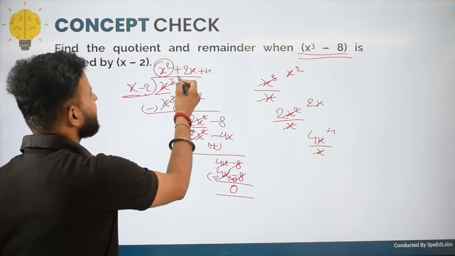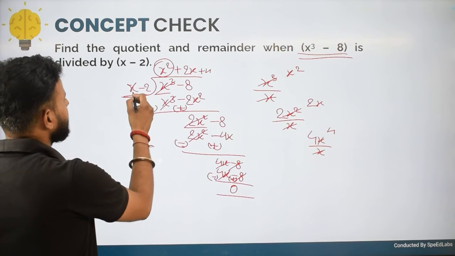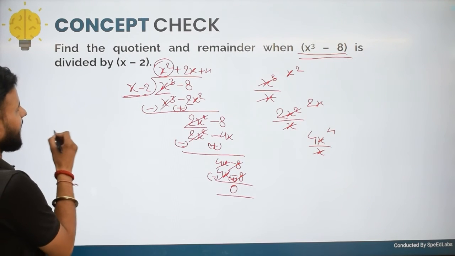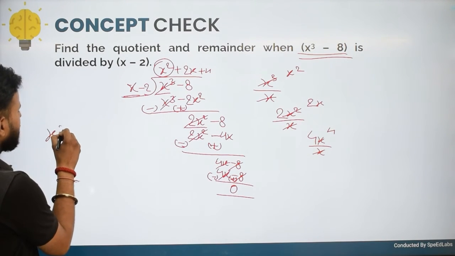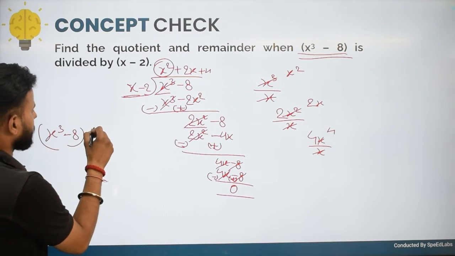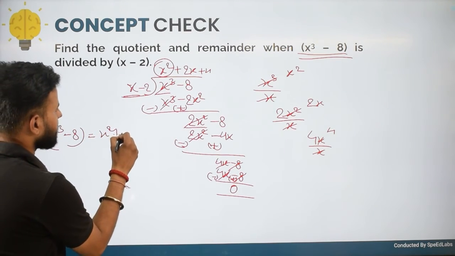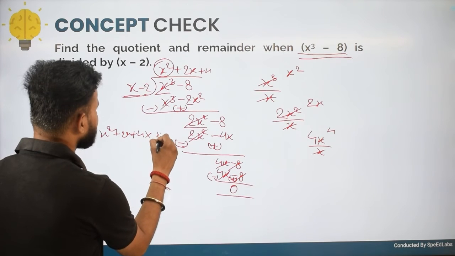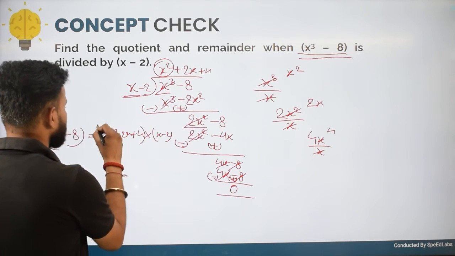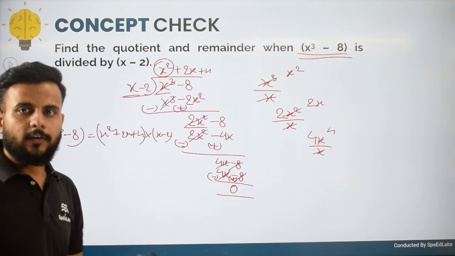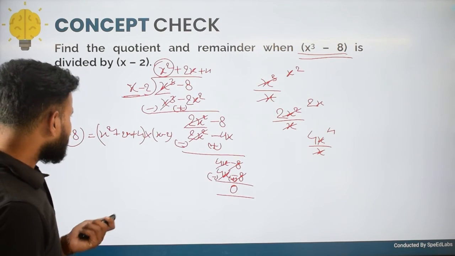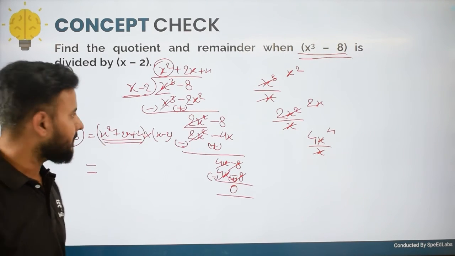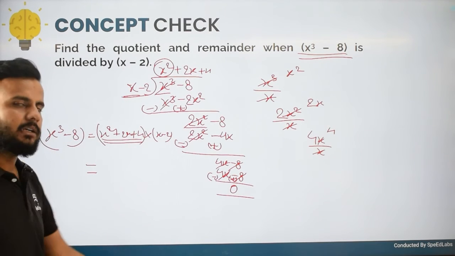So here I got x square plus 2x plus 4 when I divide by x minus 2. So I can write x cube minus 8 as x square plus 2x plus 4 times x minus 2. I can write the expression like that also. And if you ask how we will factorize it further, you just factorize that one with the splitting middle term method, then you will get some other values and you will get your answer.